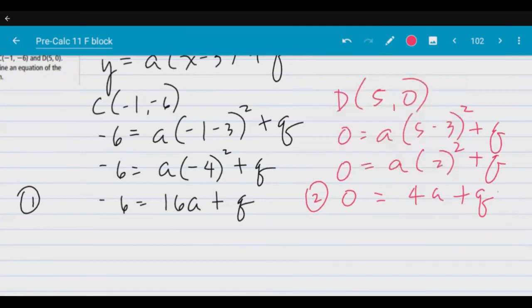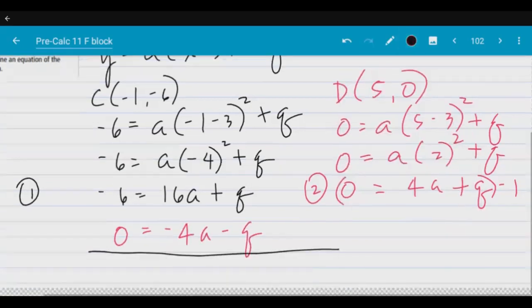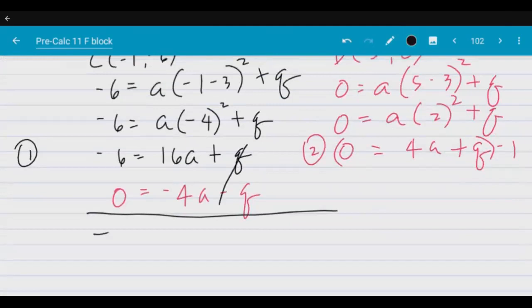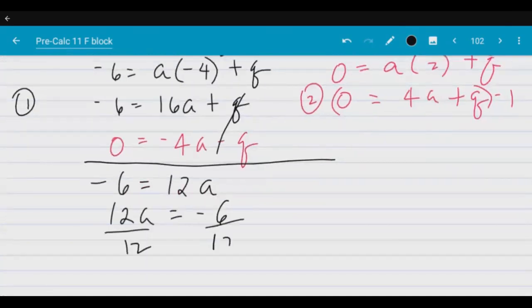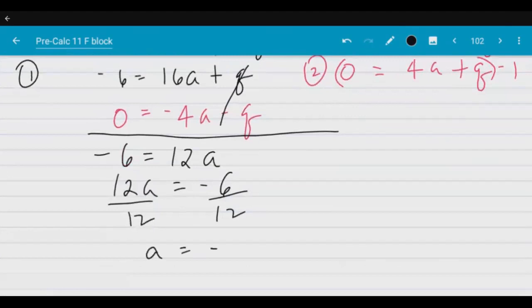Okay, so I will subtract this from equation 1. So that means if I'm going to multiply the whole thing by -1, this is what's going to happen. 0 times -1 is still 0, equals -4a minus q. Okay, and then let's solve for a. These 2 cancel out. -6 is equal to 12a, or 12a equals -6. Dividing both sides by 12, I have a is equal to -1/2.